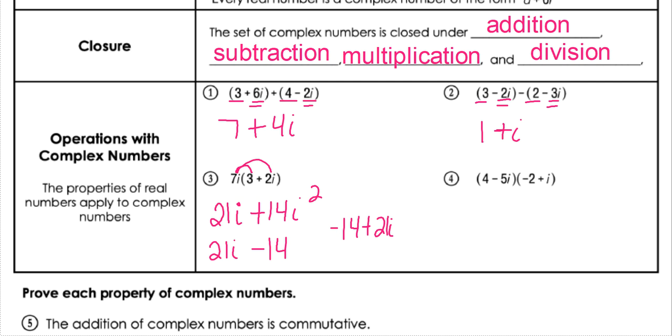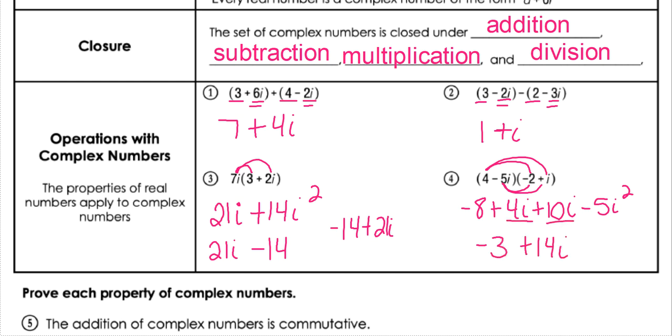All right, let's multiply this one together here. We're going to continue our same ideas with multiplication. So we're going to have -8 plus 4i plus 10, or sorry, 10i, not 20, 10i, and then minus 5i squared. That minus 5i squared turns into a real part when we make i squared a -1. So that would be -8 plus 5, which is -3. And then I can combine my two imaginary parts to get 14i.